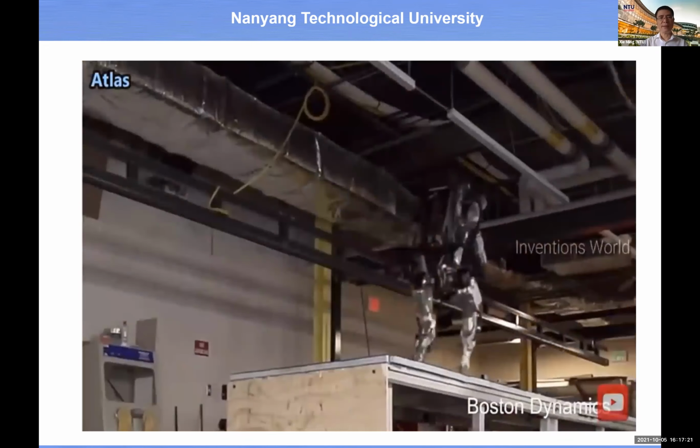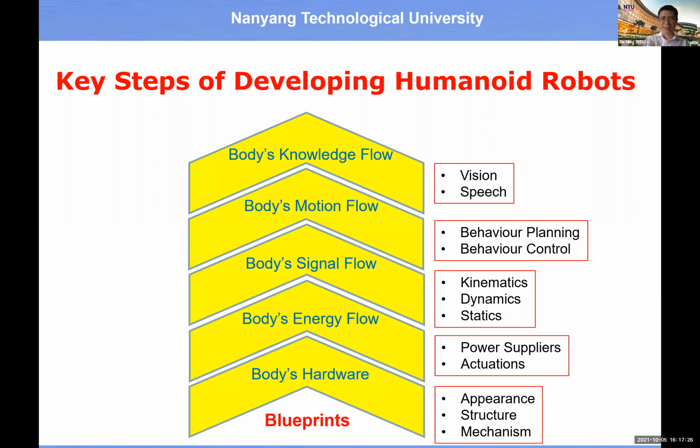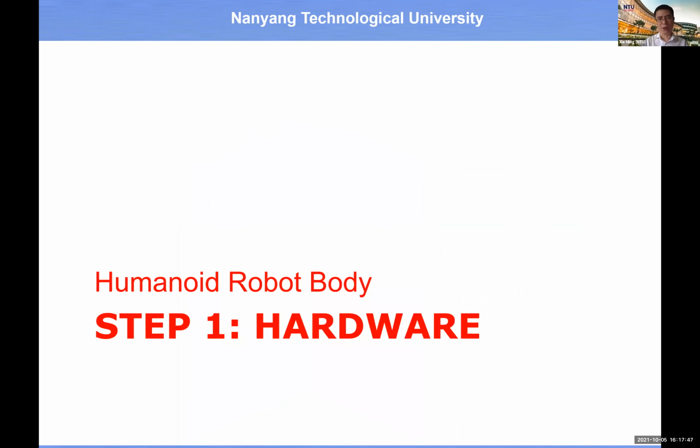Quite impressive demonstration. I can spend an hour talking about these key steps, but since I have limited time, I structure all this content in these 5 areas, layer by layer. It will help you quickly understand the key steps involved in the development of the humanoid robot.